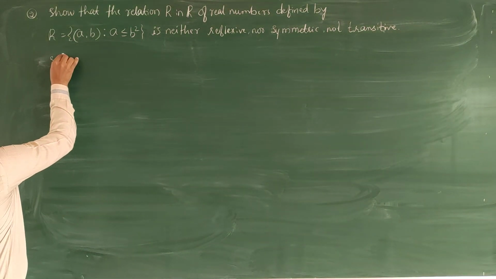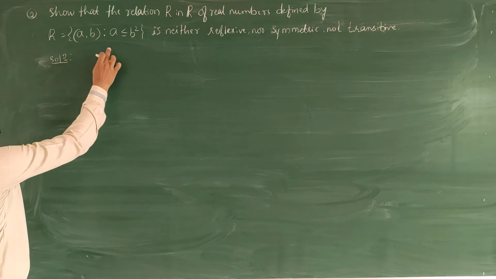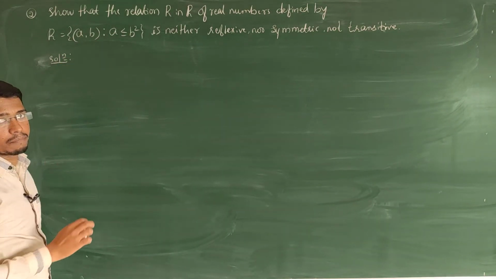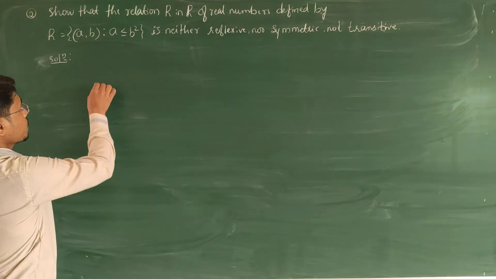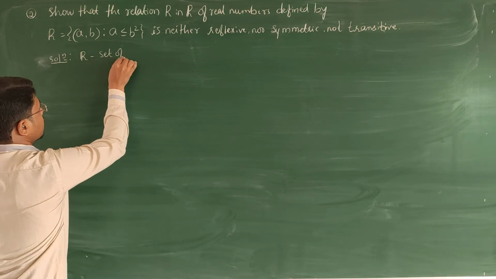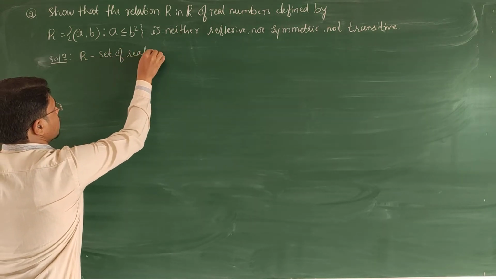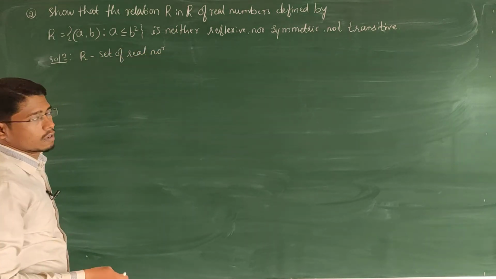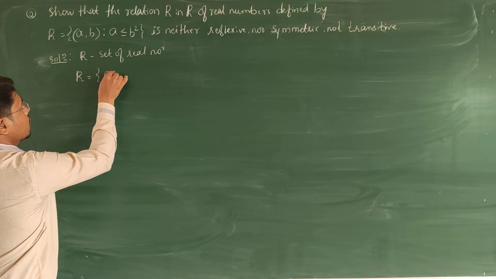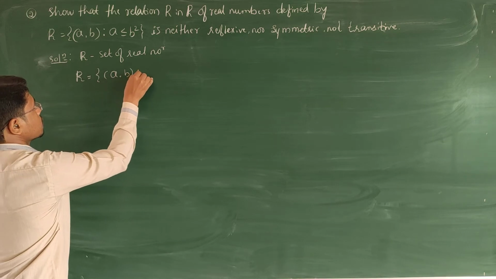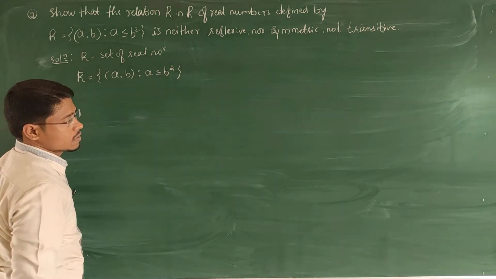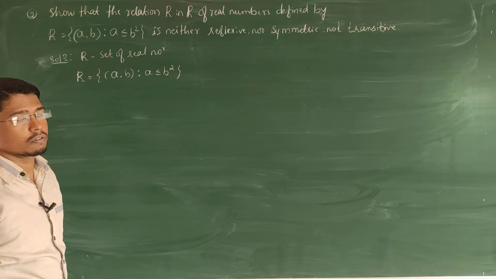Solution. What was the previous question? a ≤ b. Now it is a ≤ b². So just a small difference. Set of real numbers. Then the relation R = {(a, b) : a ≤ b²}.